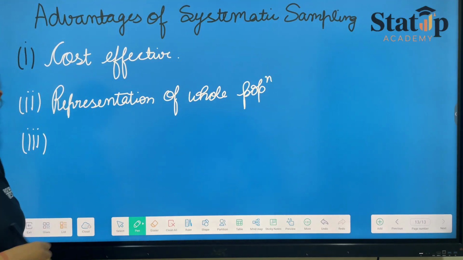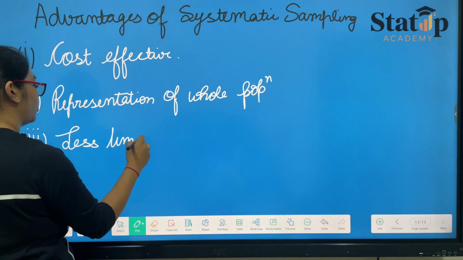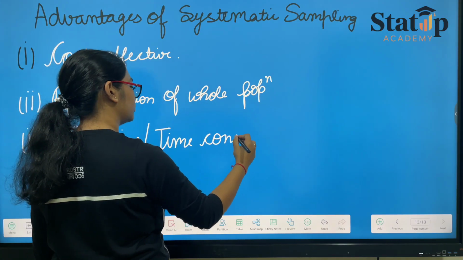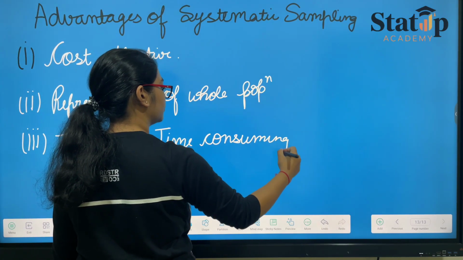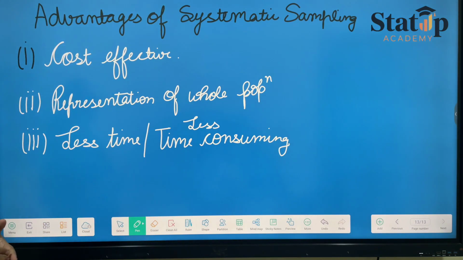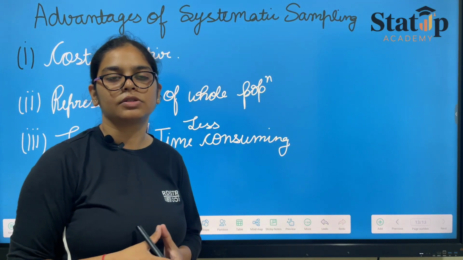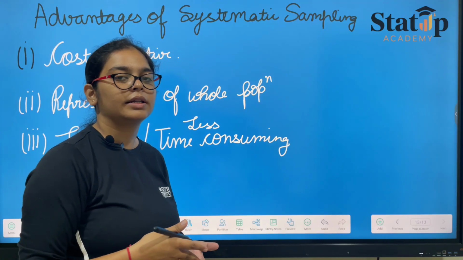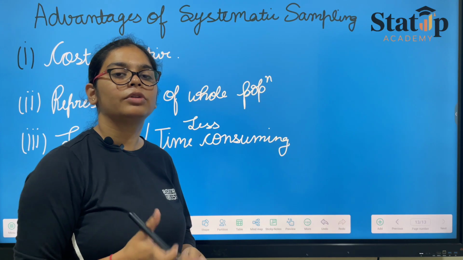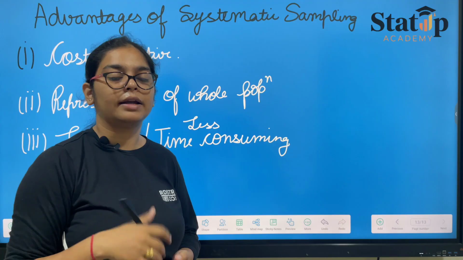Third one is that it takes less time. It is less time consuming as compared to any other sampling method, because suppose in our locality there are 30 houses and we know that we have to visit only 5 houses, and we fix this house number, then this house number, and this house number that we have to go to, then we will not waste our time going to random houses. So we will directly go to those houses.